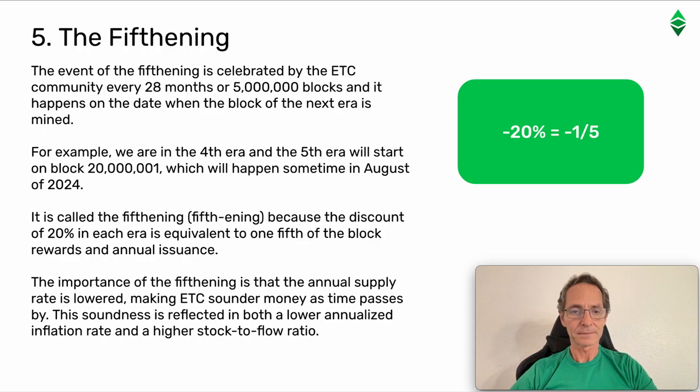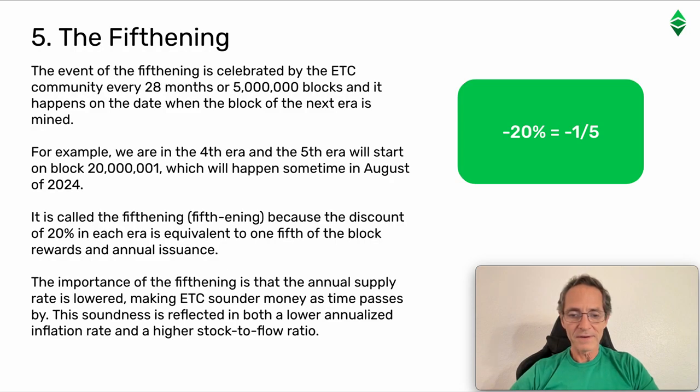5. The fifthening. The event of the fifthening is celebrated by the ETC community every 28 months or 5 million blocks, and it happens on the date when the block of the next era is mined. For example, we are in the 4th era and the 5th era will start on block 20,000,001, which will happen sometime in August of 2024. It is called the fifthening because the discount of 20% in each era is equivalent to 1/5 of the block rewards and annual issuance.